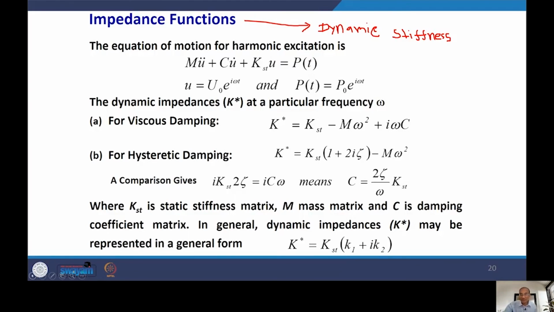This way you can have a comparison between viscous damping and hysteretic damping. In the next lectures we are going to talk about the difference between the different types of damping, and that is very important for soil.